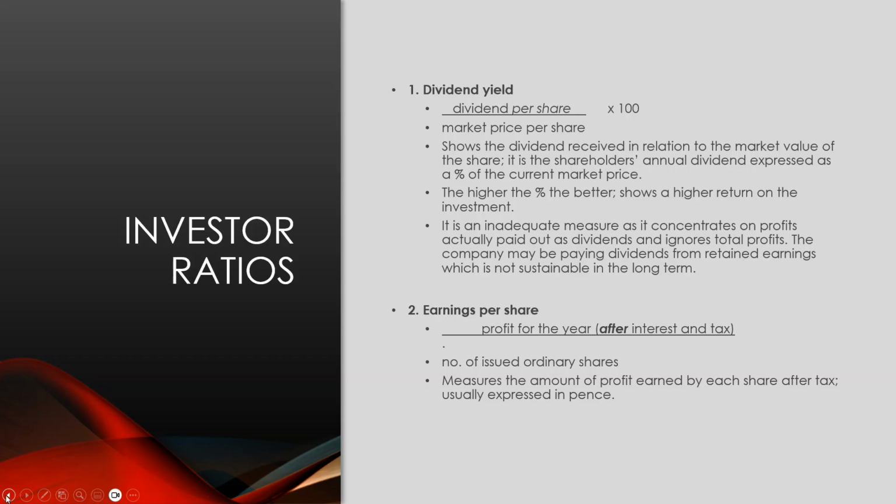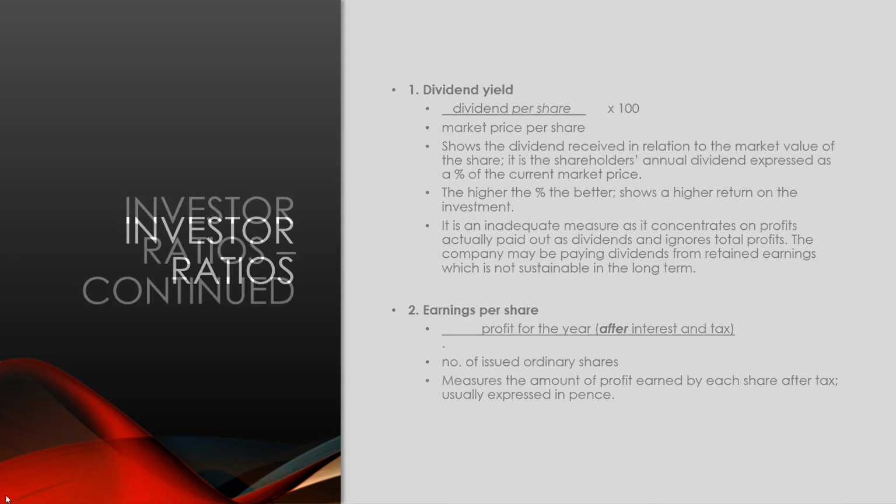Okay, the next one we've got is earnings per share. This is where we take the profit for the year after interest and tax and divide it by the number of issued ordinary shares. Now, this measures the amount of profit earned by each share after tax, and it's usually expressed in pence. Now, this can be quite a useful indicator from one year to the next for the same company, but it's not very good for comparing companies with one another because all companies have a different number of ordinary shares in circulation. So it's kind of meaningless, really, but it's quite useful to help spot trends within a company from one year to another.